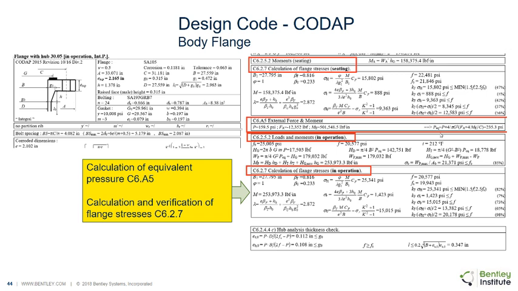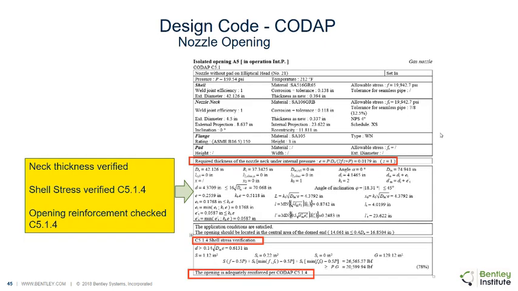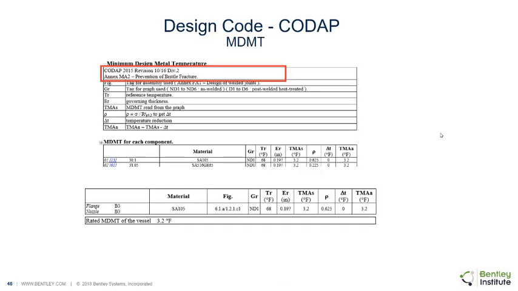The body flange calculations in CODAP are similarly presented as in ASME Appendix 2. Calculations of flange stresses in operation are calculated as per C6.2.7 and verified against code allowables. The stresses are also represented as percentage of allowables. Hub thickness analysis is performed as per C6.2.4.4. The nozzle opening calculations constitute verifying the neck thickness, shell stress verification as per C5.1.4. MDMT calculations done based on Appendix MA2. The rated MDMT is calculated.